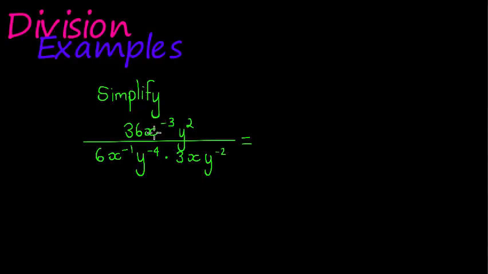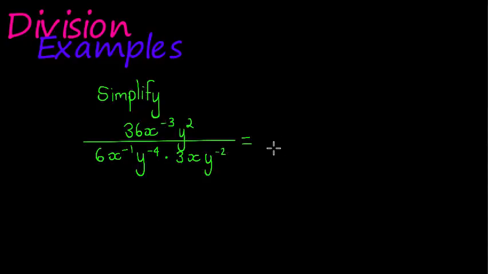Okay, so we get 36, x to the power of negative 3, y to the power of 2. Those are factors in the numerator, the only factors and only one term. In the denominator, only one term. What we mean by that is there are no pluses and minuses separating terms. And in the denominator, we have factors 6, x to the power of negative 1, y to the power of negative 4, times 3, x, and y to the power of negative 2.